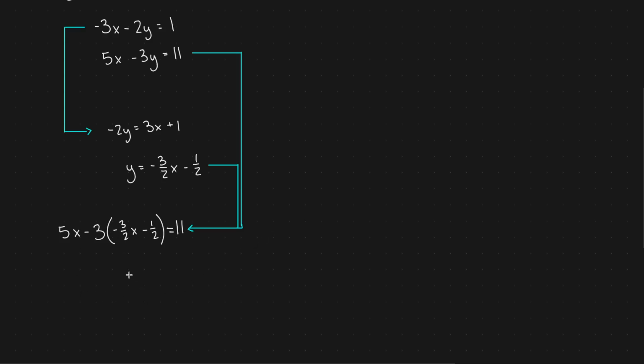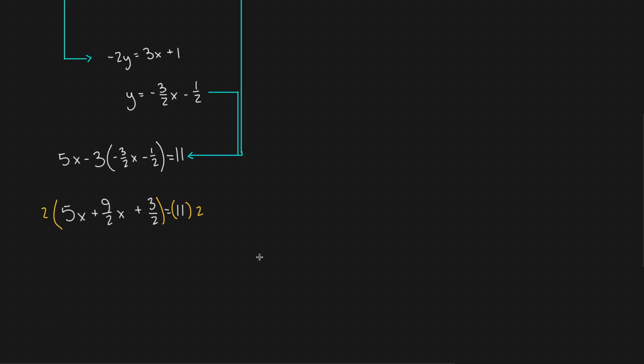Okay, so I need to combine like terms. I'm going to start by distributing the 3. So I get 5x plus 9/2 x plus 3/2 equals 11. The fractions are a little annoying, so I'm going to do a little trick here to get rid of them. I'm going to multiply both sides of the equation by my least common denominator.